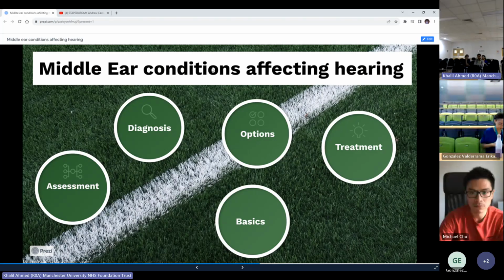Which ones need surgery, which ones actually have a conductive loss even. Because it wouldn't be the first time that I've had someone listed for stapedotomy, and when they come to theatre, I always assess them pre-op.